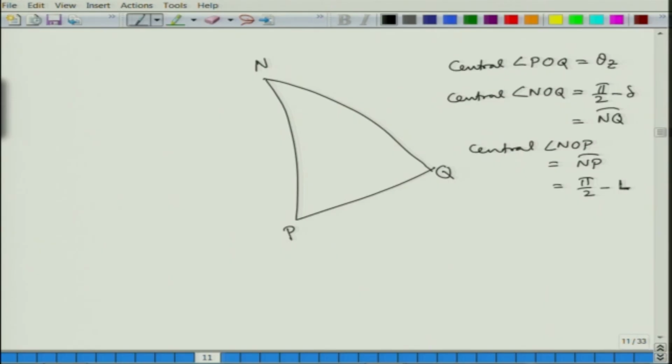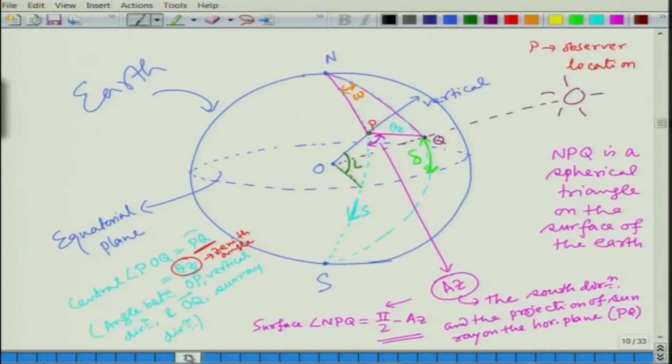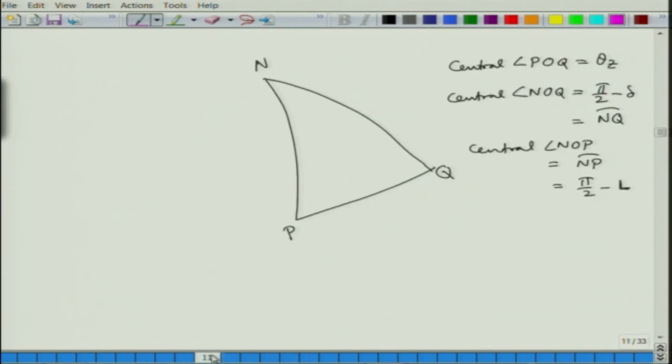Okay. I need to go back. Okay, this is fine. I am making a mistake here. So, this is pi minus AZ, but here it is pi by 2 minus L. Now, the surface angle NPQ is pi minus AZ.